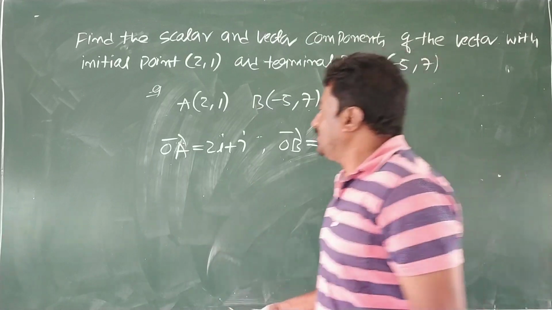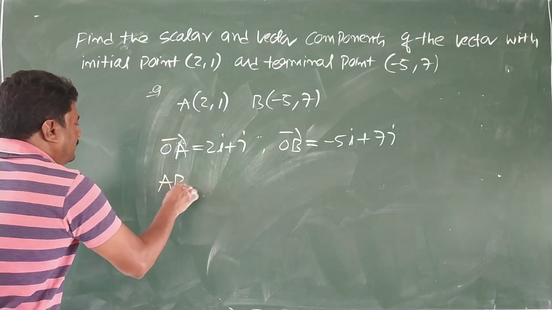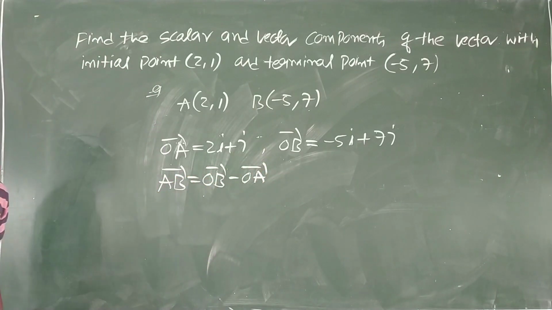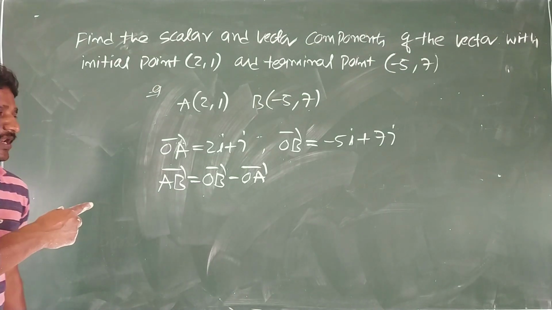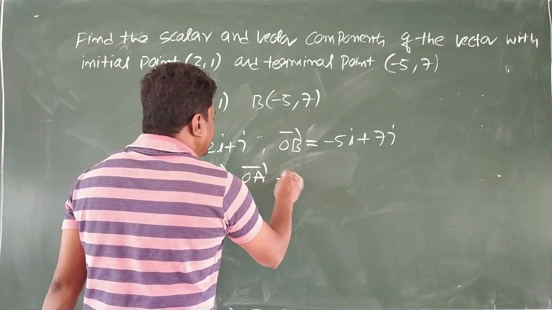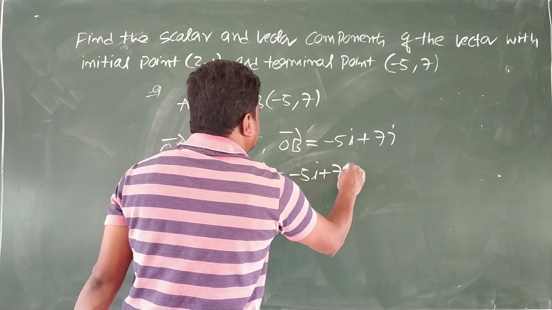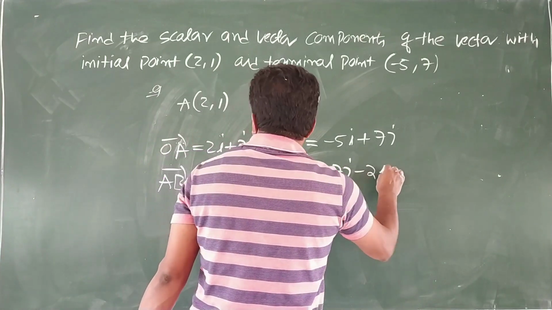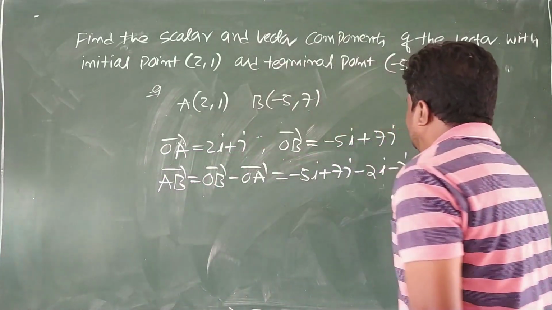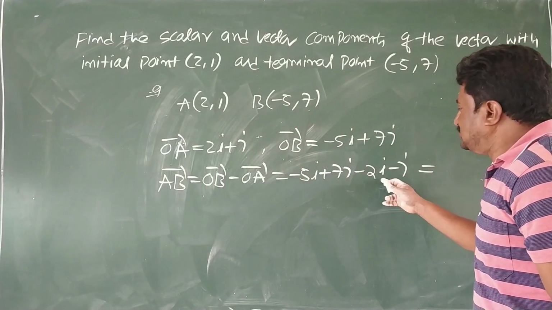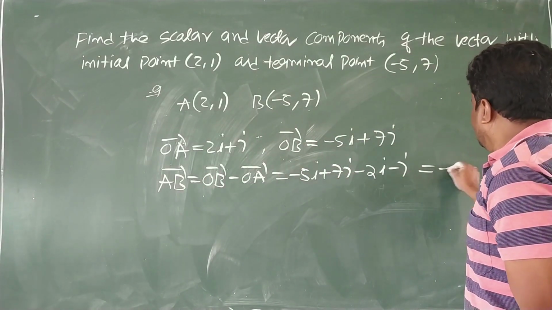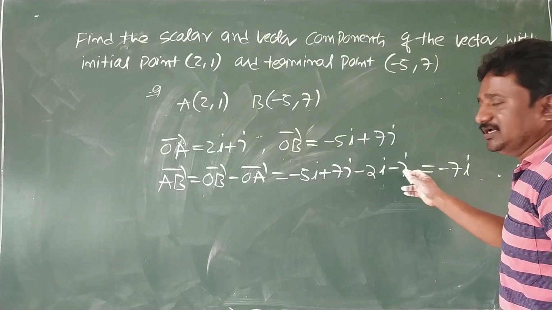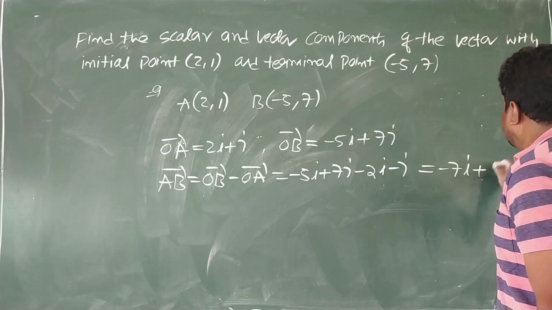Vector AB required. Tell me, vector AB is OB minus OA. Reversal law. Substitute and simplify. OB is minus 5i plus 7j. Multiply vector OA by minus: minus 2i minus j. Simplify that. Minus 5i minus 2i is minus 7i. 7j minus 1j is 6j.